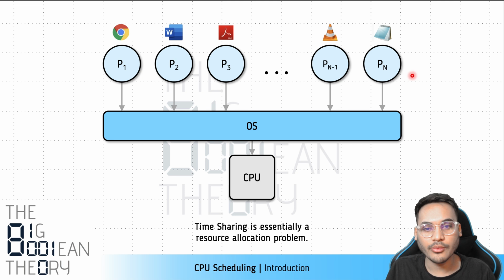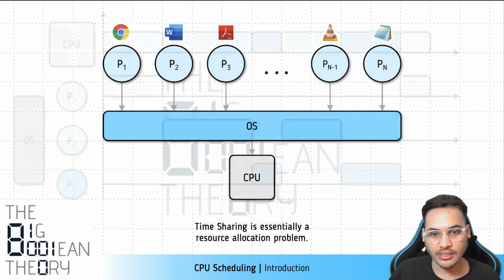So we need to share the resource. That is the basic idea. That is why I said that time sharing is essentially a resource allocation problem. The way the operating system will solve this is that it will figure out how to allocate the CPU time, that is, how to allocate this resource among the different processes. This is the fundamental problem that the OS has to solve. It has to figure out how to do the allocation of CPU time among all of the different processes, right?